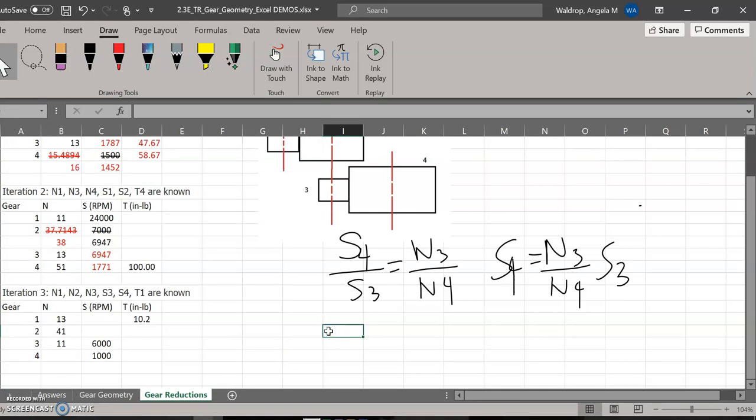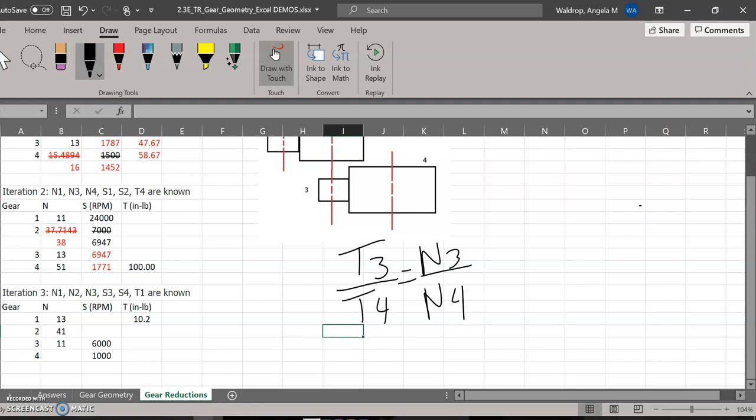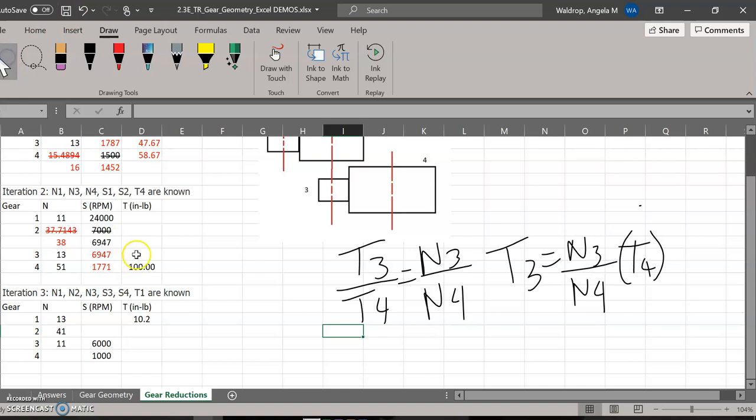Okay. Now the next step I need to do is to solve for all my torque values for this problem. If I take a look at this, I'll see my T3 is the next thing I need to solve for. And I'm going to use my number of teeth to help me with that. So T3 over T4 is N3 over N4. And when I solve for my T3, here's my equation: N3 over N4 times T4. Okay? And I'll use that to calculate my values.